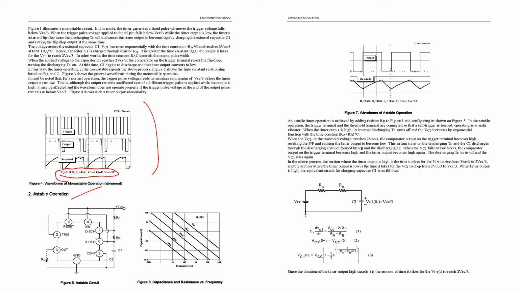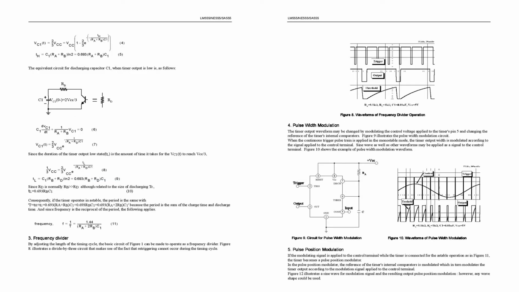Again, these are the waveforms of astable operation and its calculation, the duration of the timer for which the output state goes from 2/3 VCC to 1/3 VCC. This is discussed here also. We'll be discussing it in the next classes.